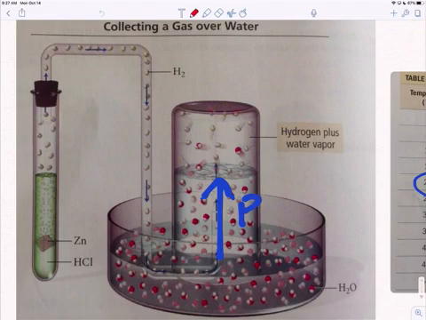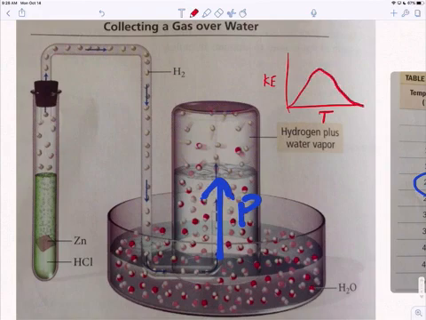And this idea, we call it the vapor pressure. So the actual reason for this is, temperature means average kinetic energy. This is temperature, and if you look at kinetic energy, this is what a temperature energy plot looks like. So we'll talk about this soon.